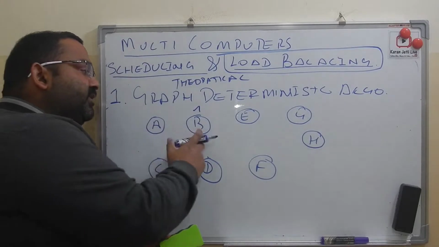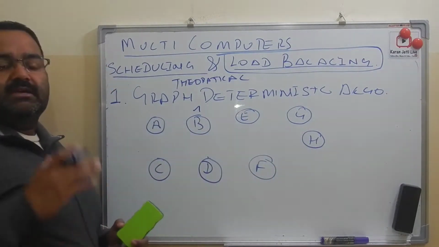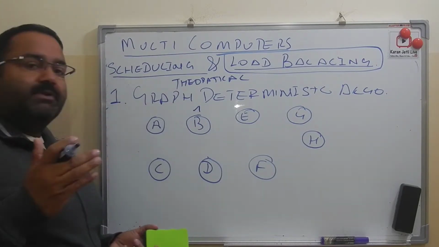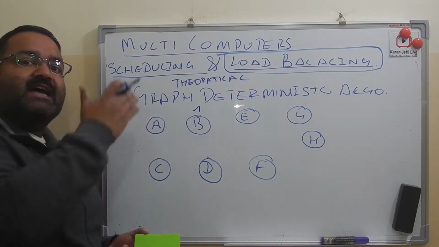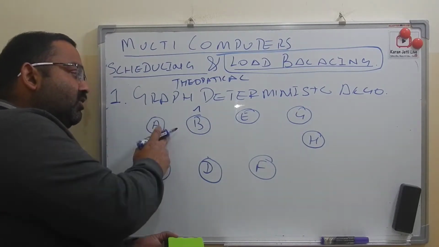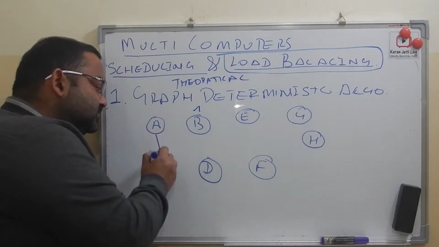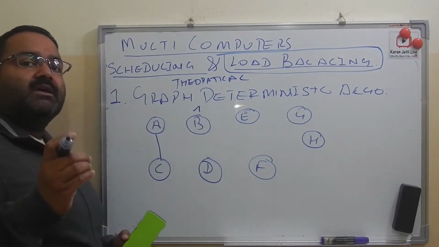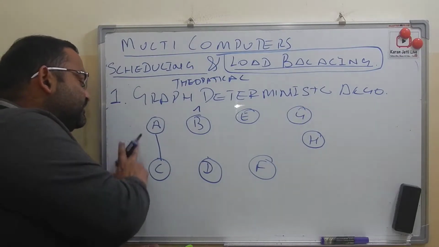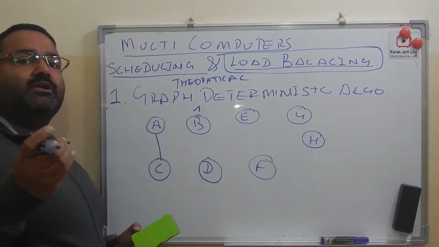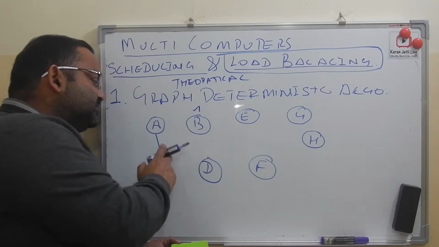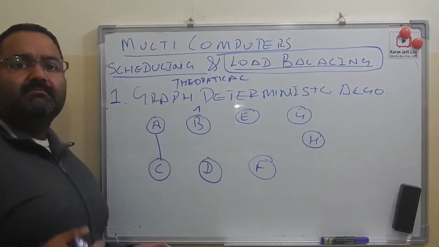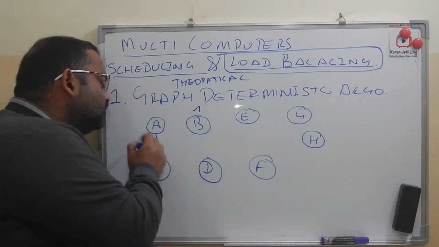So in the graph deterministic algo, we have different processes and each process represents a vertex of the graph. If there is communication between these processes, then there is an edge. For example, if there is communication between A and C, then there is an edge. How many times A and C communicate can be represented by the weight of the edge. We can put a numeric value on it which tells how much communication is done between A and C. For example, A and C communicate with each other 2 times.